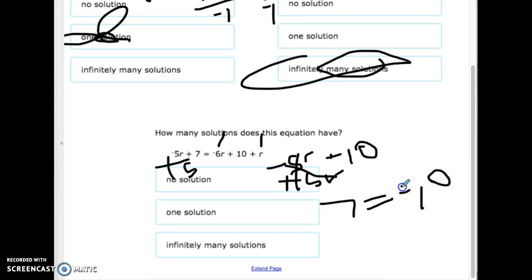All right, so what happens? When does 7 equal 10? And that would be never. Maybe we talked about this. So there's an example of no solution.